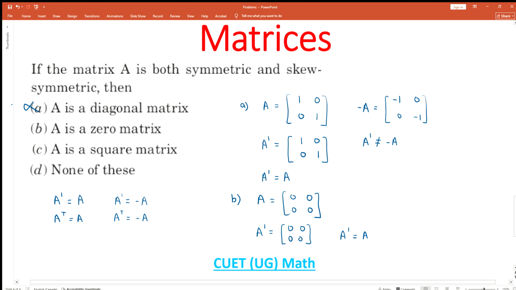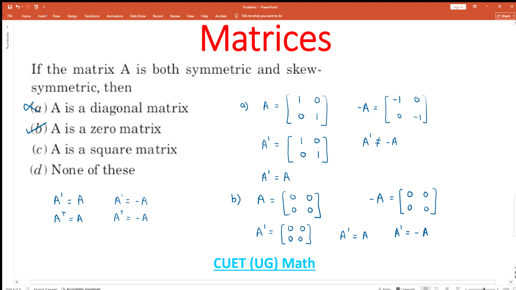Now we can do the check for skew symmetric. We should find matrix negative A. So we should multiply all elements in matrix A by negative 1. We get 0, 0 and 0, 0. That means transpose of matrix A is equal to negative matrix A. Therefore, this matrix A is skew symmetric. Therefore, we can conclude that this zero matrix is both symmetric and skew symmetric. So the answer should be option B. This should be the final answer for this problem.